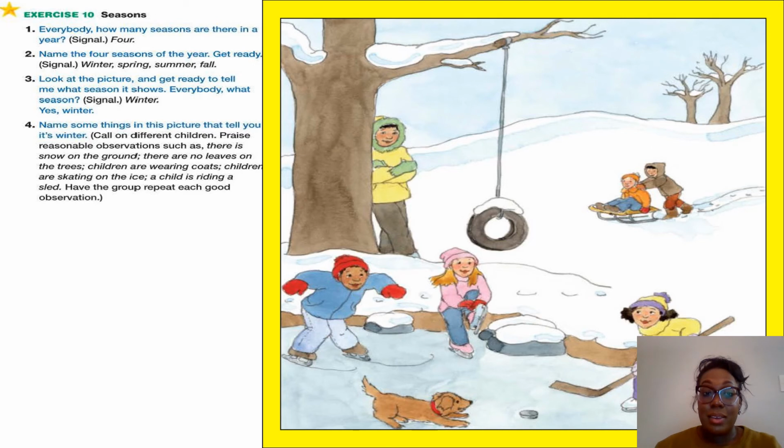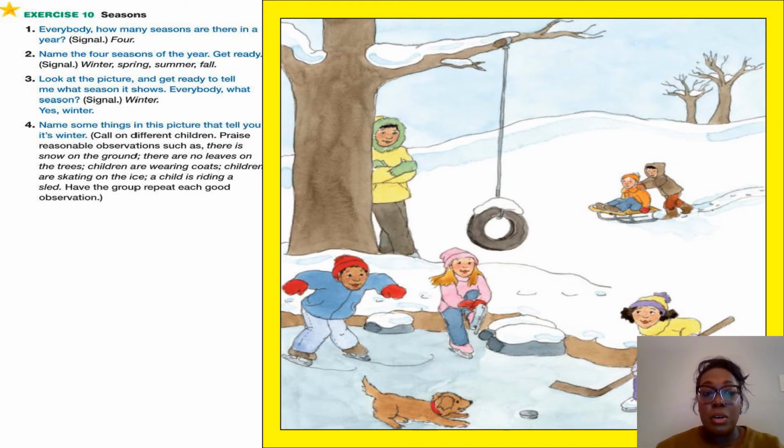Everyone think big. How many seasons are in a year? Yes, 4. Let's name the 4 seasons of the year. Let's name those again. Winter, spring, summer, fall.